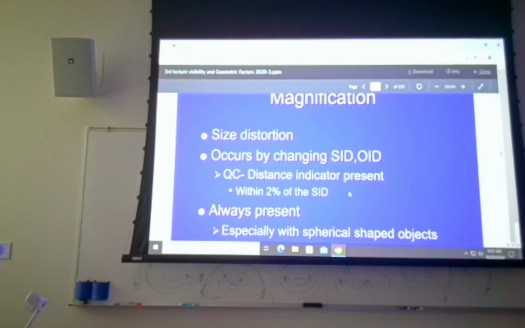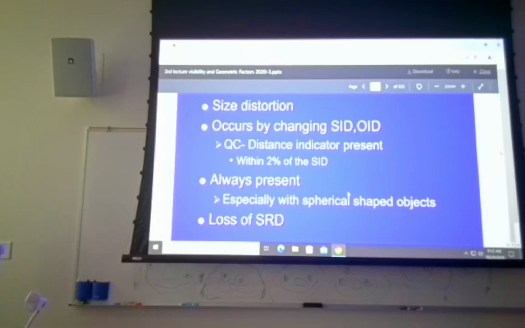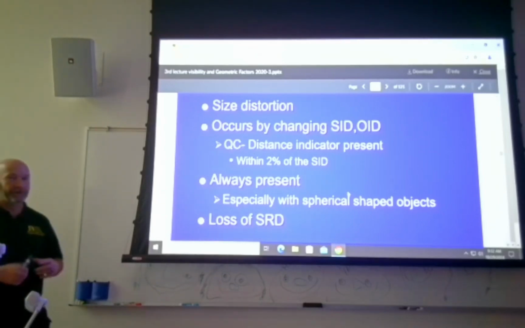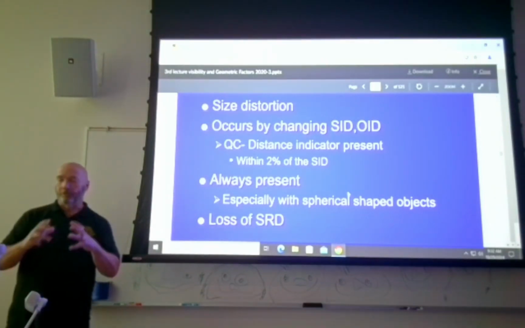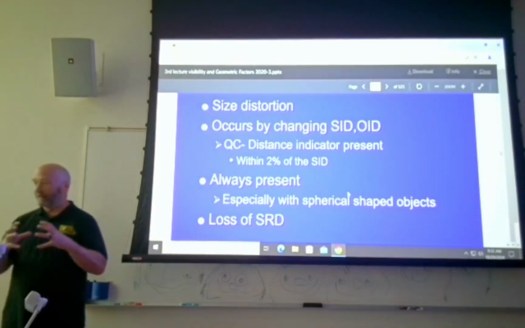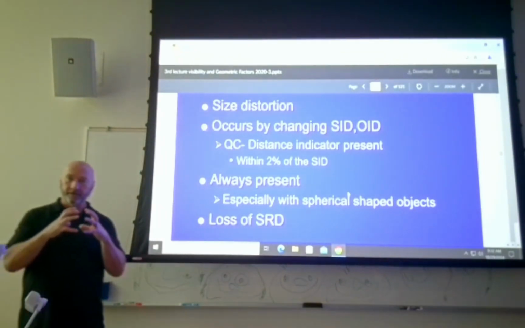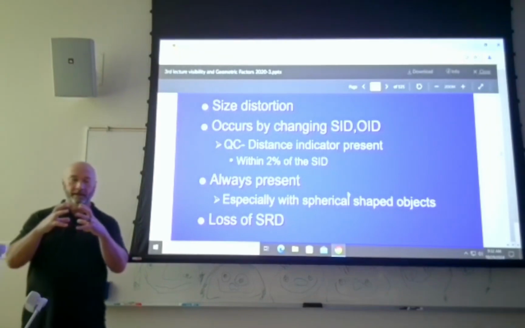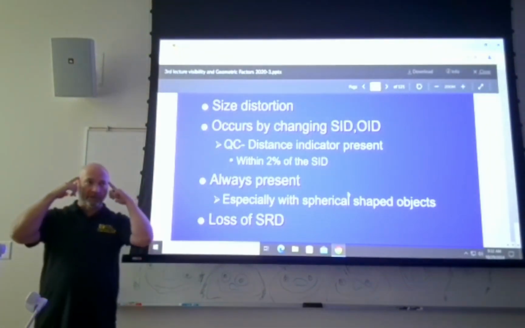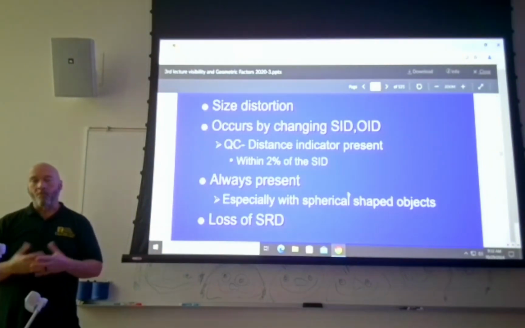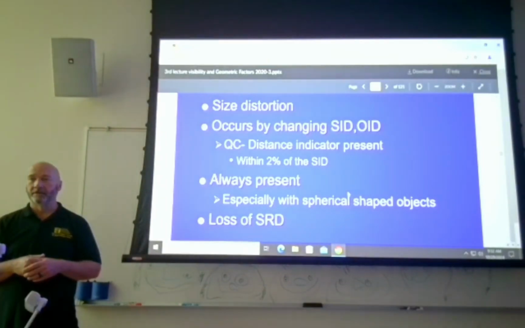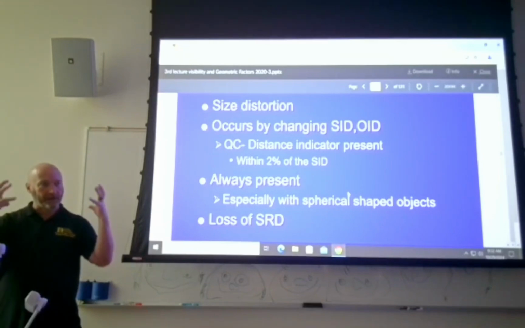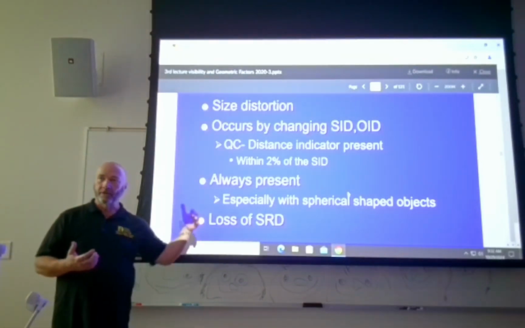it's always got to be present, but magnification is always present, and it's most observable on spherical shaped objects. And that is because if you have something that's perfectly round, I know the skull is not, but it's the closest thing that we've got. Well, how can you get, let's say, the parietal bones closer to the image receptor? How can you do it? It's a trick question. You can't, right? Because it's kind of round. So you've always got to increase OID.